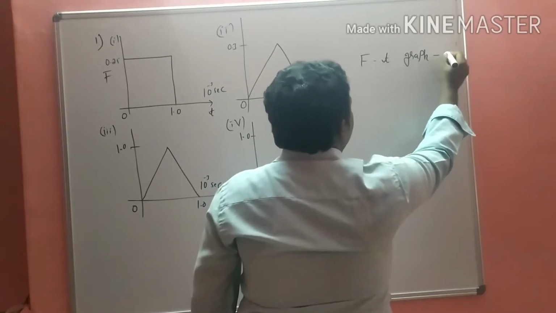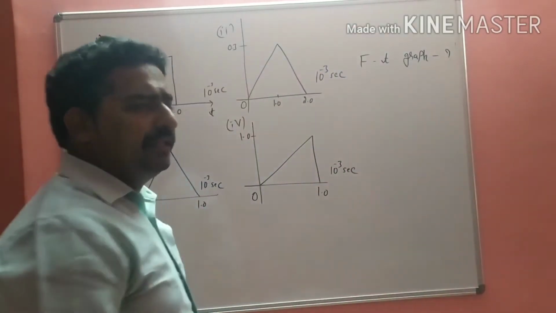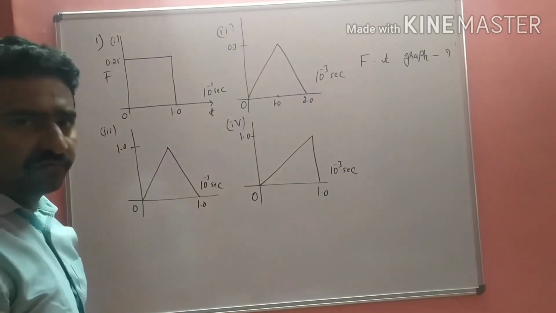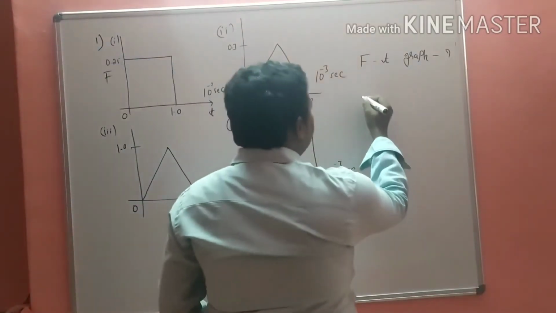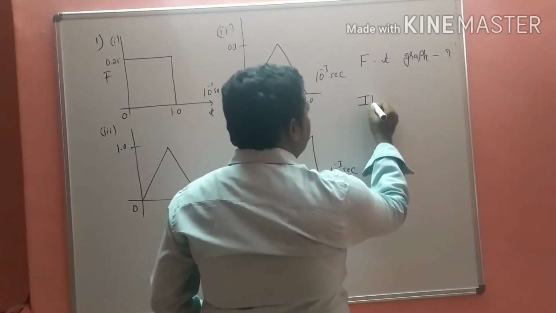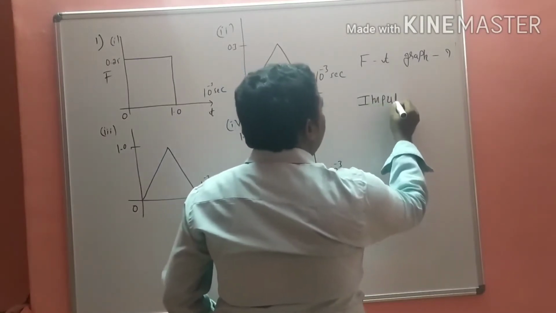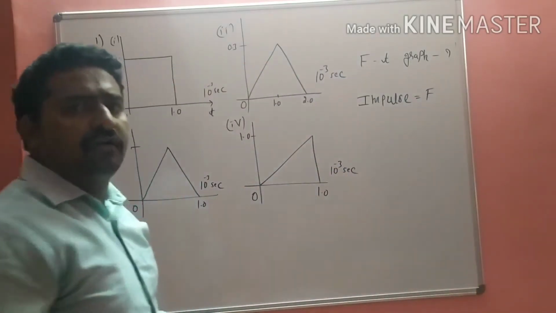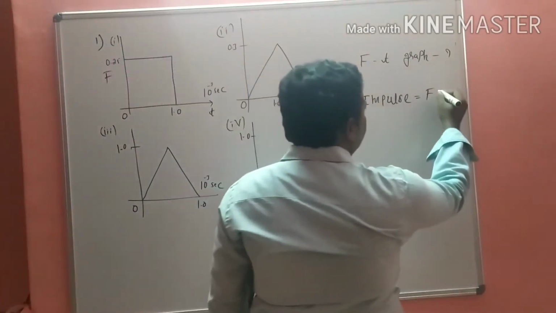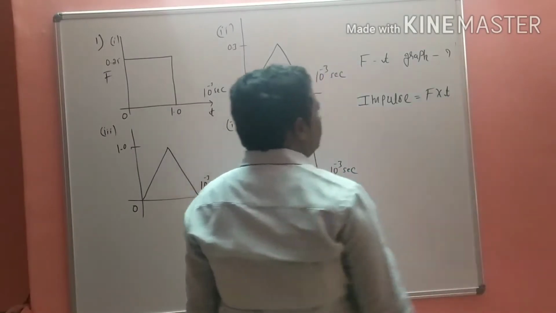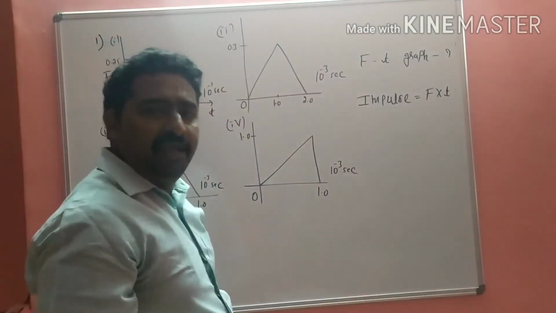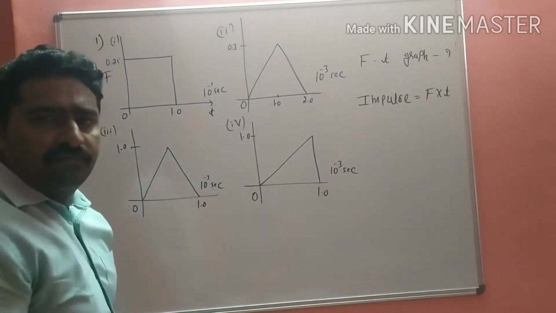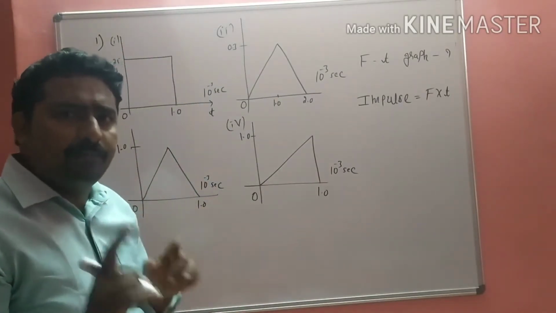So what is a force time graph? The graph between the force and time is called a force time graph. This method is used in the case of impulse. What is impulse? Impulse is equal to the product of force and time. This product is called impulse.